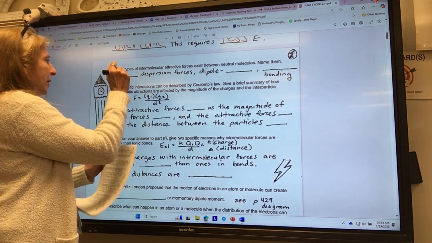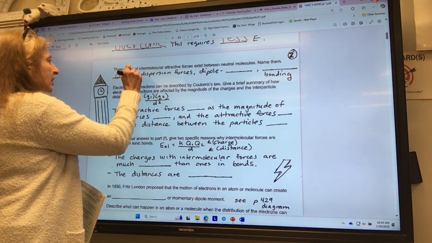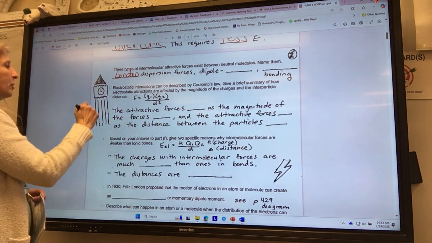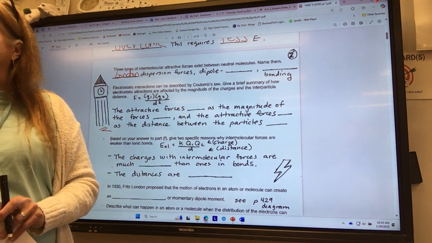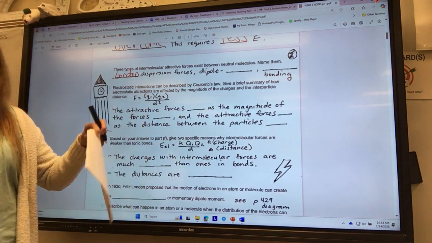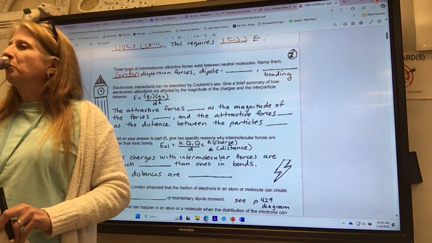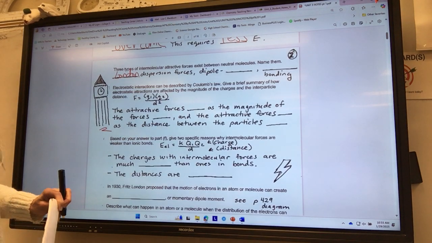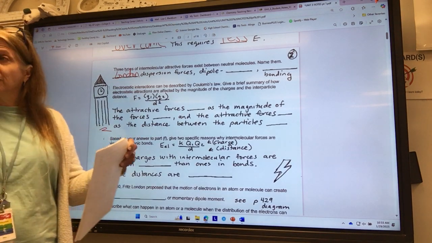And I always thought, well, maybe they discovered this in London, so we got Big Ben here, just like we could discover it in Atlanta and call it Atlanta dispersion forces. No, that was the guy's last name. It was Mr. London, so that was a little disappointing. Okay, but good for him.